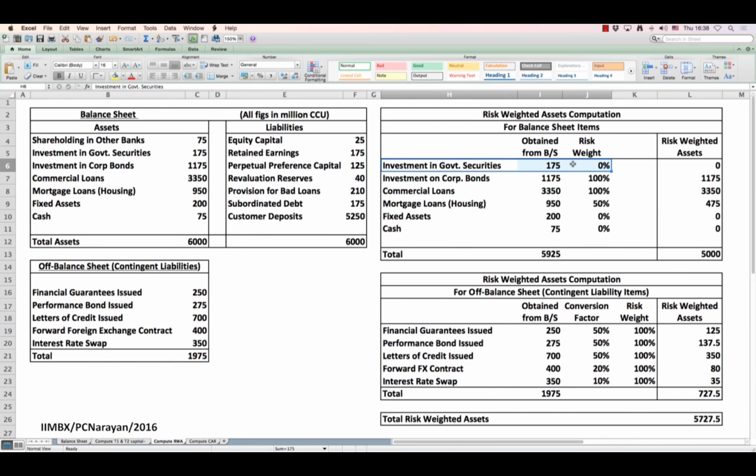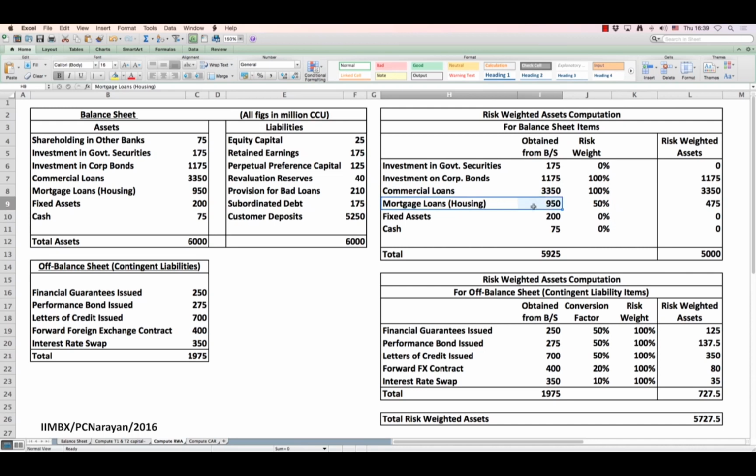In other words, there is no likelihood that a government will not meet its repayment obligations, and therefore the risk weight is 0. Investment in corporate bonds, on the other hand, carries a high probability of default by the issuer of the bonds, therefore the risk weight is 100%. Same would be true for commercial loans.